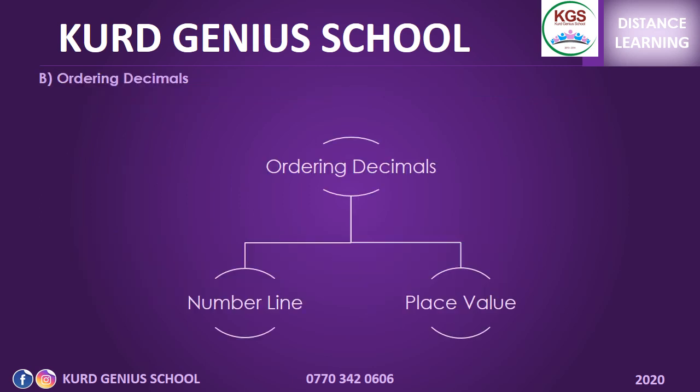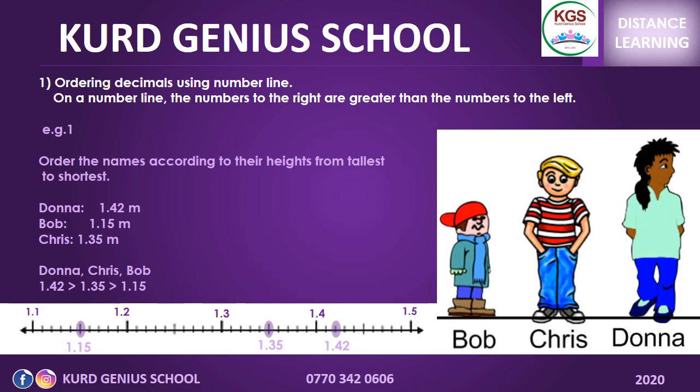B. Order in decimals. Decimals can be ordered in 2 ways, using number line and place value. Number 1. Order in decimals using number line. On a number line, the numbers to the right are greater than the numbers to the left. Example given 1. We have 3 students, Donna, Bob, and Chris. We have to order their names according to their heights, from tallest to shortest, which means from greatest to least.